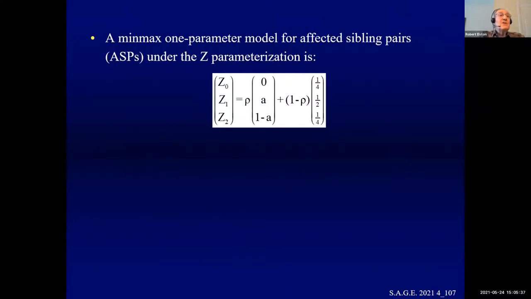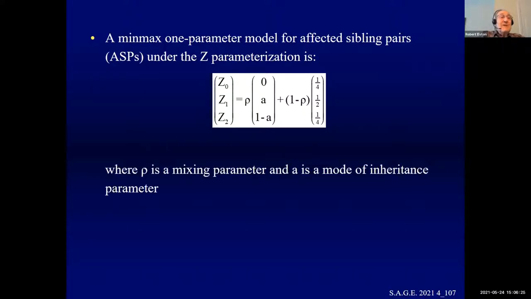So this is the Whittemore and Tu min-max one parameter model for affected sib pairs under the z parameterization. What it does is basically try to get things down to one parameter, rho. It's rho times this first vector plus 1 minus rho times the other, on the assumption we have a mixture, as it were, of linked and unlinked. Now, I don't know about you guys, I had never heard of the term min-max before I heard it from Alice Whittemore. I always used to call it minimax. I presume it's the same, but anyway, this is the way she does it.